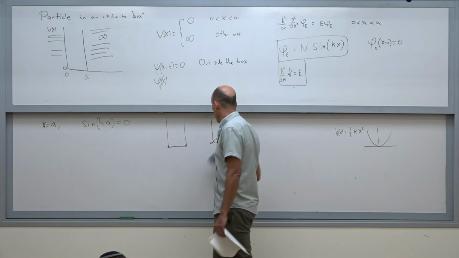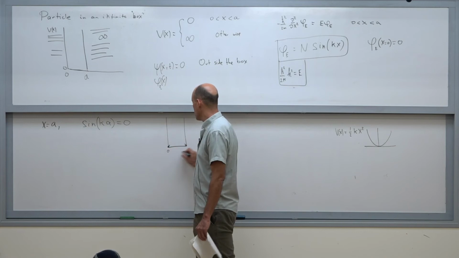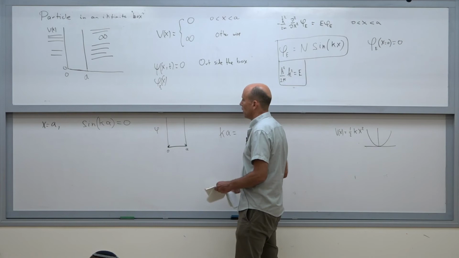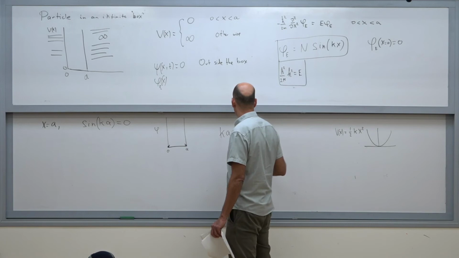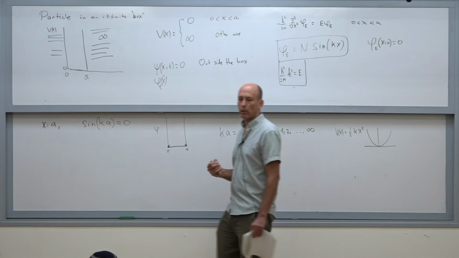Okay, so we are using this second boundary condition, which means that the wave function here and here is going to zero, at zero and a. What is the solution of this simple equation? ka is equal to n pi. And what is n? n can be anything from 1 up to infinity. n is the quantum number of this problem.